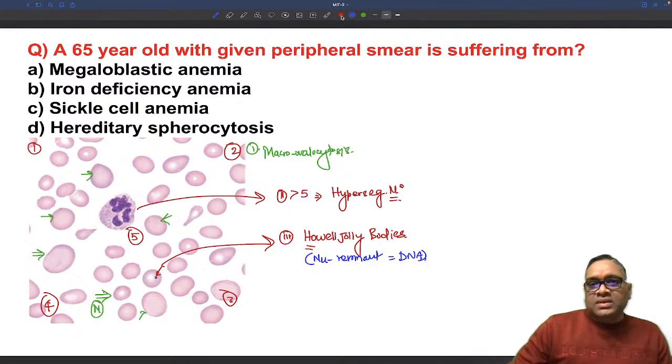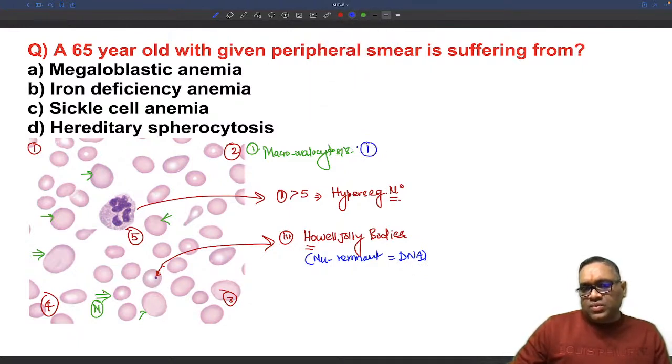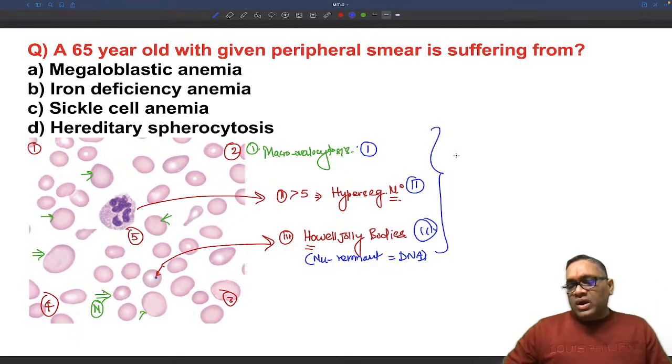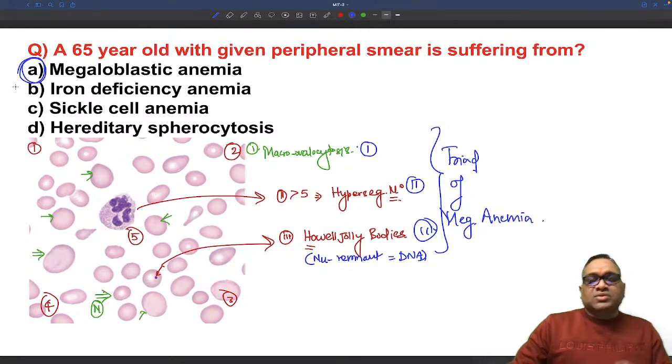So now in this given diagram, we are seeing three things: one, two, three. Macroovalocytes, hypersegmented neutrophil, Howell-Jolly bodies, and that will be called the characteristic triad of megaloblastic anemia. This question came twice in your exam, and it came in the All India exam also. So please remember, the answer should be megaloblastic anemia. It is not sickle cell anemia.